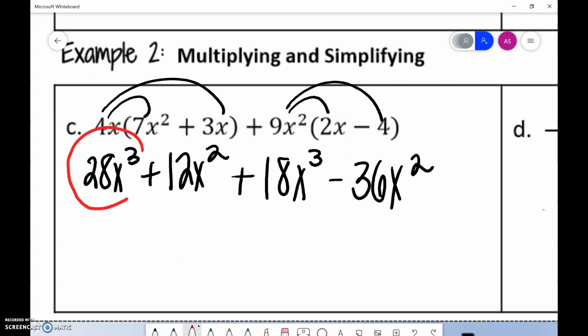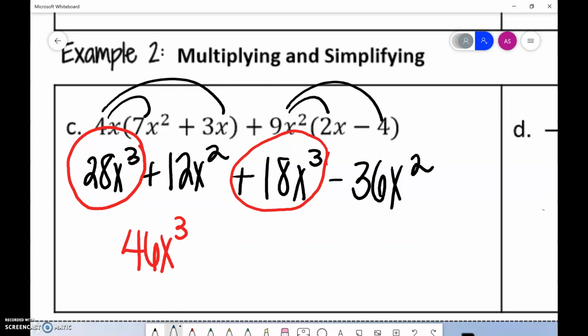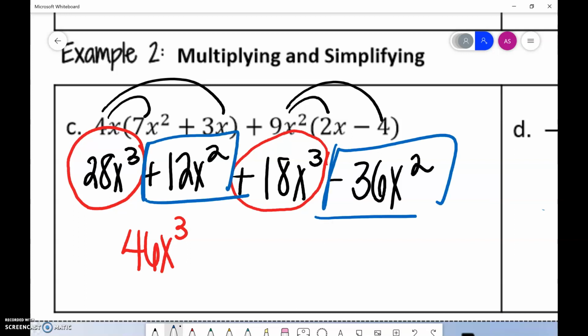All right. So then from here, we have like terms, so we're not quite done yet. Okay, so I'm going to put 28x to the third plus 18x to the third. That's going to give me 46x to the third. Remember, when I add, I do not change the exponents. We're just combining like terms. The only time you will add the exponents and change them is when you're multiplying. Okay, then I have 12x squared minus 36x squared. That's going to be negative 24x squared. And that's my answer.